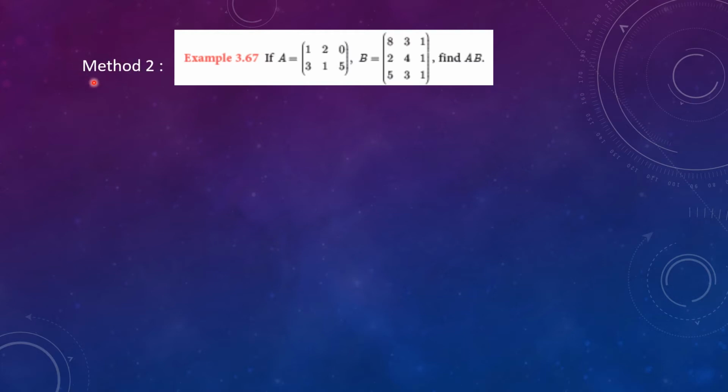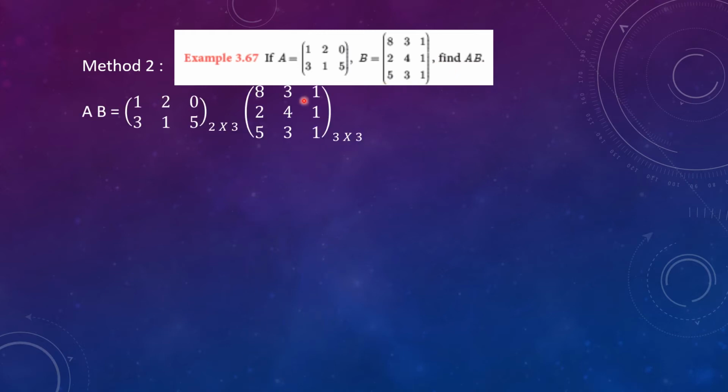Next we are going to see method 2. It is one of the easiest methods to find the product of two matrices. Let us see example 67 in chapter 3. Given matrix A of order 2 rows, 3 columns, so the order is 2 cross 3, and B is a 3 cross 3 matrix. In that we are going to find the value of AB. Let us see the solution.